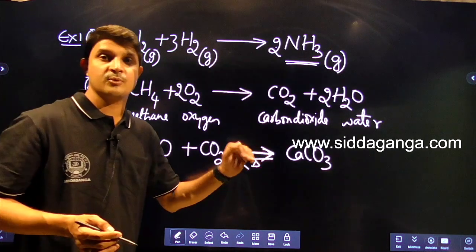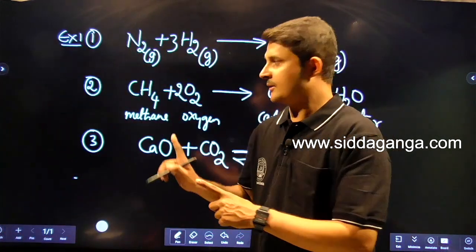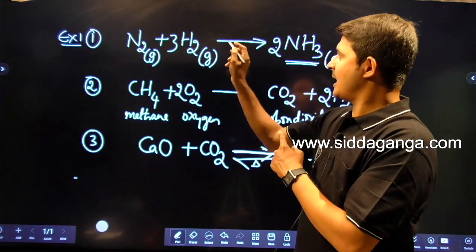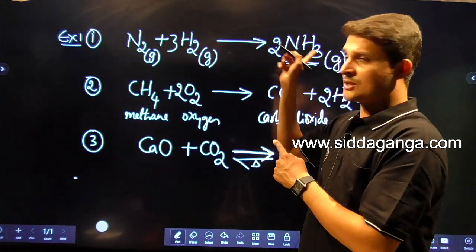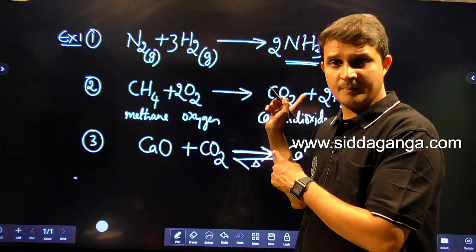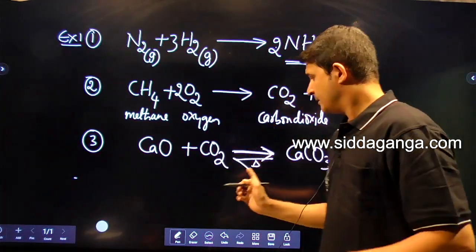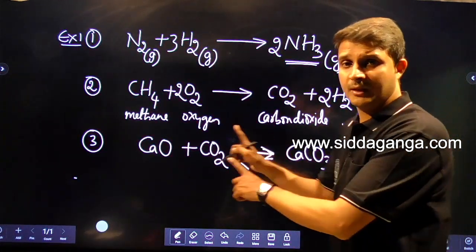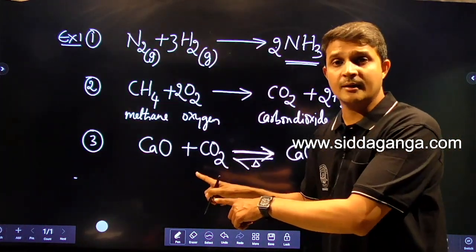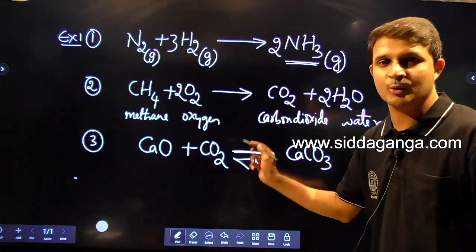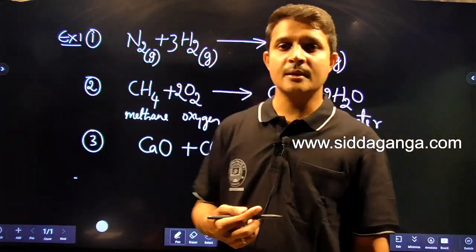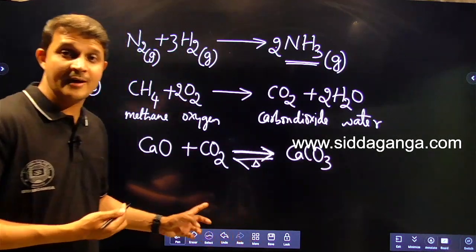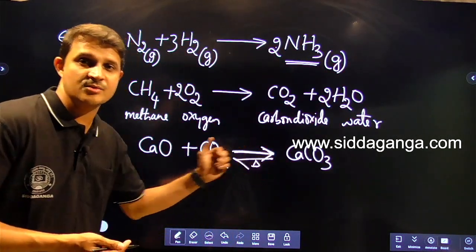So there are 2 types of reactions. A single arrow mark suggests the reaction goes in the forward direction, where products will be formed. This double arrow mark indicates that the products can also be converted back to the reactants. So we can represent reactions with a double headed arrow mark when both reactions are possible.